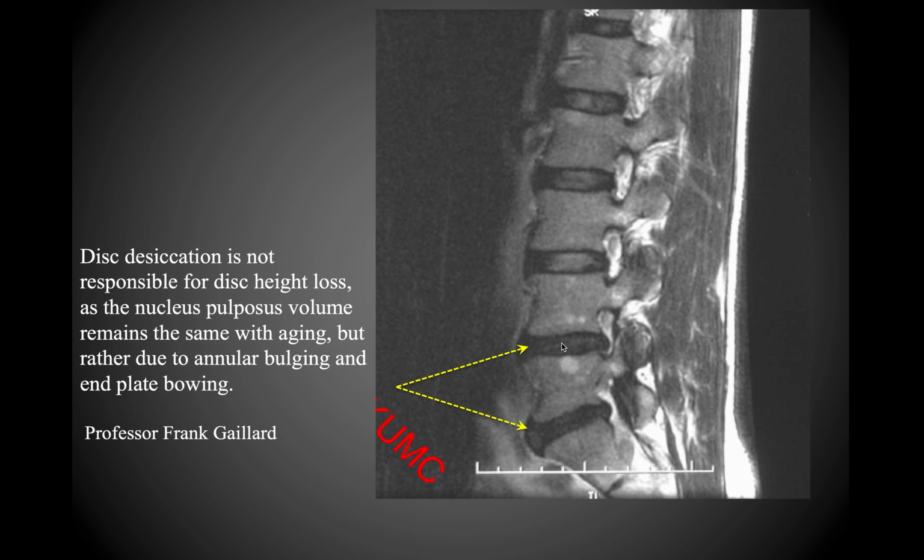And instead, the nucleus pulposus volume remains roughly the same with aging, but what happens is you get this weakening of the annulus fibrosus, and so that causes what's called annular bulging, which would be the definition of a bulging disc, and an end plate bowing. And so as a result, that's where you get this loss of the height of the disc, which you can appreciate in each of these discs. So you can see how there are these bulging discs at either one of these levels, between L4 and L5, and L5 and S1 in this patient.